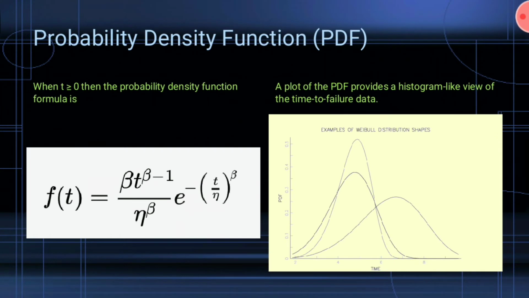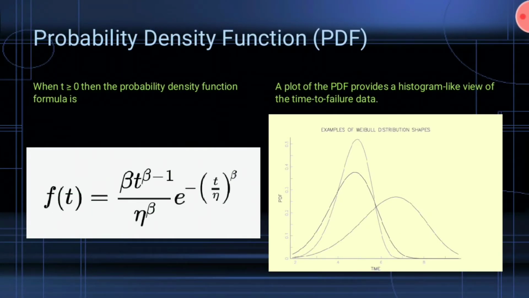Probability density function. When t is greater than or equal to 0, then the probability density function formula is f(t) equals beta times t raised to beta minus 1 over eta raised to beta times e raised to negative (t over eta) raised to beta. A plot of PDF provides a histogram-like view of the time to failure data. This is just an example of Weibull distribution shapes.